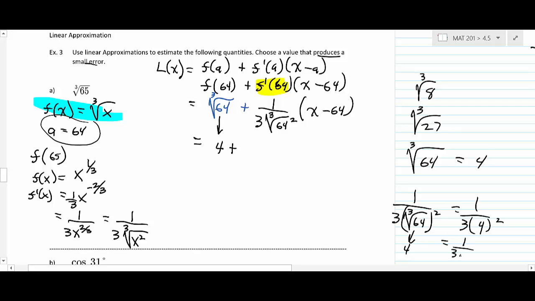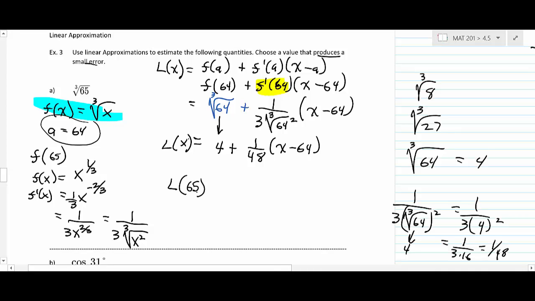So you've got 1 over 3 times 16, so that's 1 over 48. You'd want to get that precise answer. That's the value of the derivative, which gives you the slope of your tangent line. Then you're going to do x minus 64. That's the general formula for L of x. Now you can simplify it if you want to, but you don't have to. If you want to take your time to multiply it out, you can, but there's no need, because all you're doing in this problem ultimately is what?